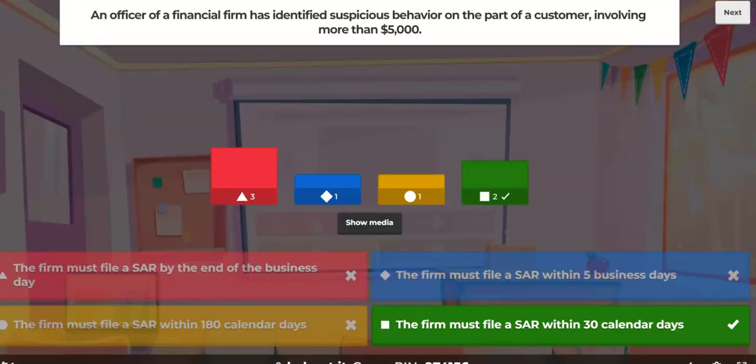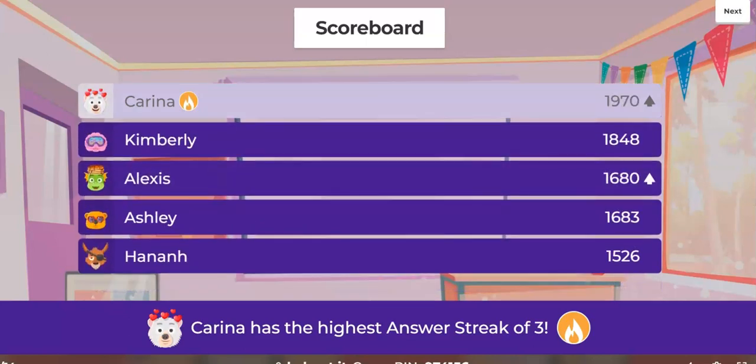Right. Yeah, this is one of those, something just doesn't look right. We fill out the SAR, suspicious activity report, which has to be filed with FinCEN within 30 calendar days. Yeah, I know. It seems like a long time to wait for suspicious behavior, but that is the rule. Okay, Karina moves into the lead in a streak of 3.